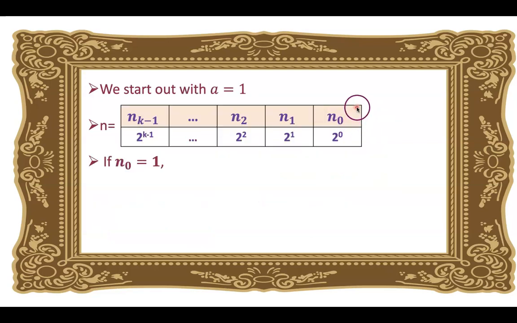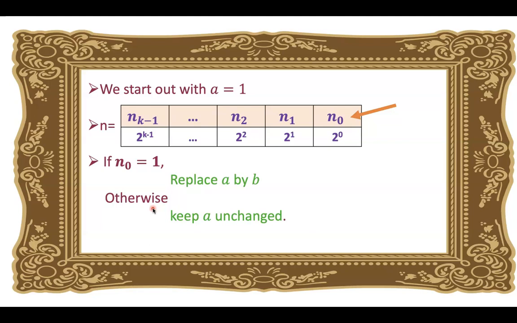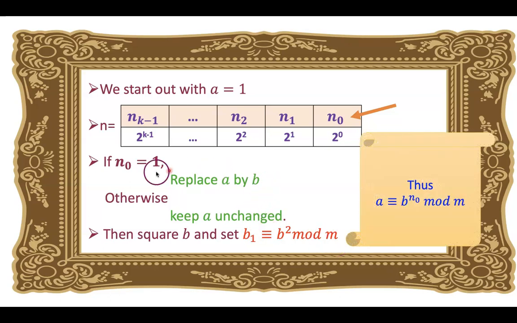We consider the digit in 1's place, n0, and check whether it is equal to 1. If n0 is equal to 1, then we replace a by b. Otherwise, that is, if n0 is equal to 0, then we keep a unchanged. And we square b, and we set b1 congruent to b square modulo m. Here we can observe that in both cases, a will be congruent to b raised to n0 modulo m.